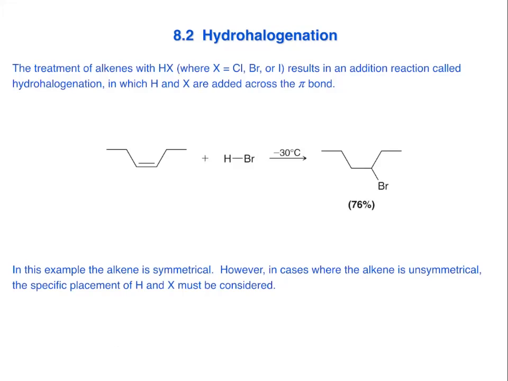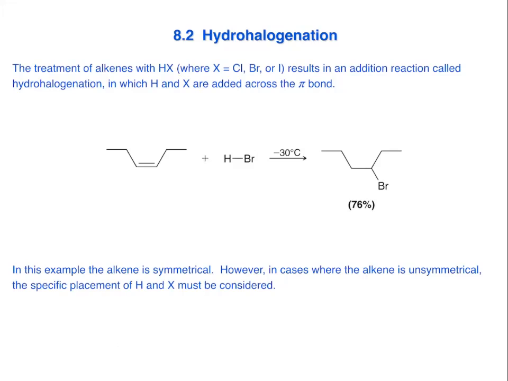In this video, we're going to cover section 8.2 on hydrohalogenation. Now, when we react an alkene with a hydrogen halide, so shown here is HX, where X can be a chlorine, bromine, or iodine atom, this results in the addition reaction called hydrohalogenation.